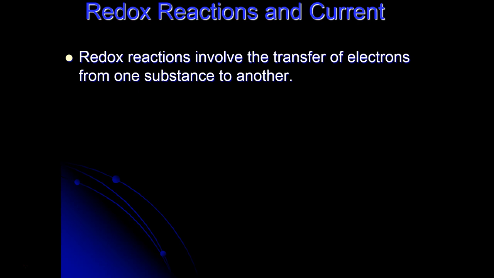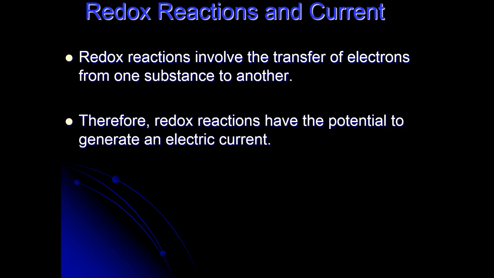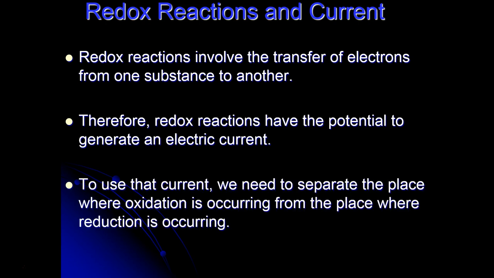Now, your redox reactions involve the transfer of electrons from one substance to another. This is the definition of redox. Therefore, redox reactions have the potential to generate an electric current, because if you've got moving charges, like electrons would have to move from one thing to another, if those charges are moving, that means you've got a current.